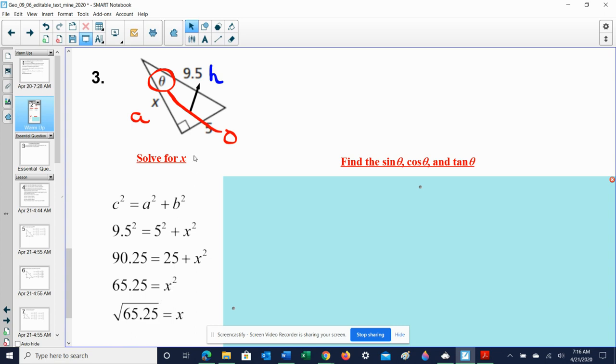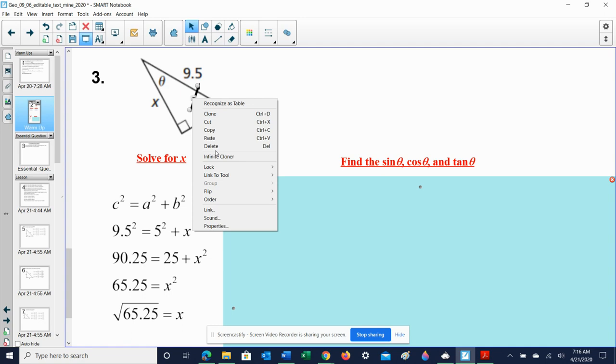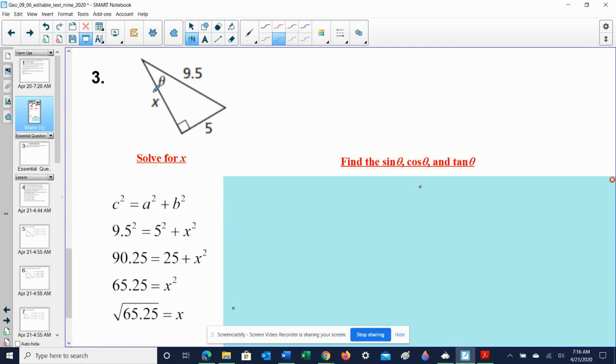So now we know that this x over here, get rid of that. Right, our x over here is equal to the square root of 65.25. Yes, I know the writing on here is horrible, but it is what it is. It's not like I have an actual smartboard in front of me.